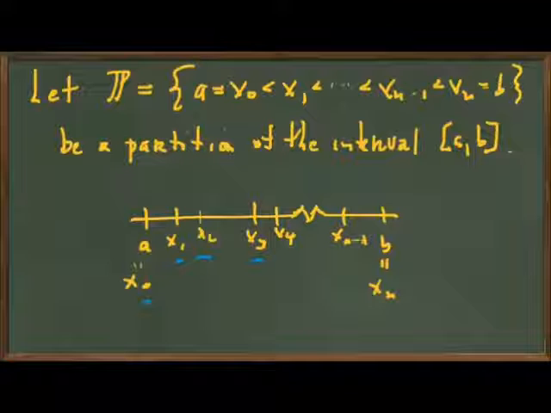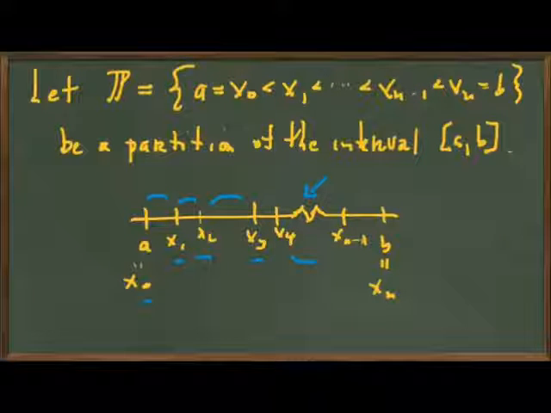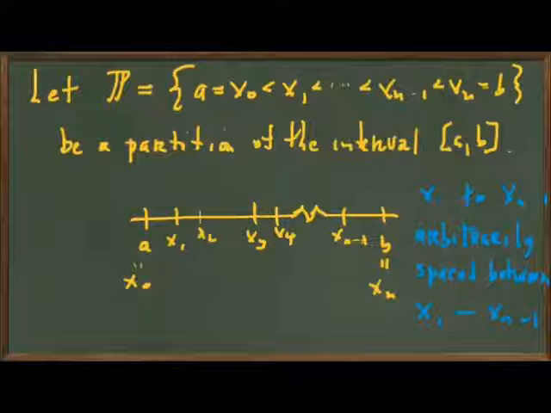And notice that the spacing between them is not the same. They can be spaced anywhere apart. We've also put this break in the number line right here to signify that there's an arbitrary number of values between this x4 and this xn minus 1. The most important thing to note here really is that the values x1 to xn minus 1 are arbitrarily placed between the endpoints. So we're setting it up so this is a most general case.